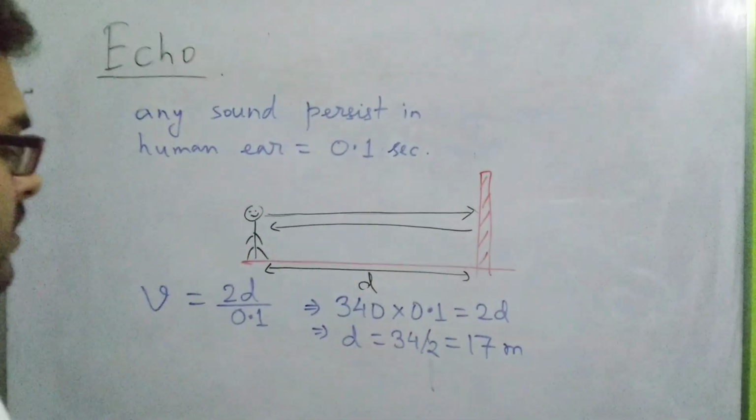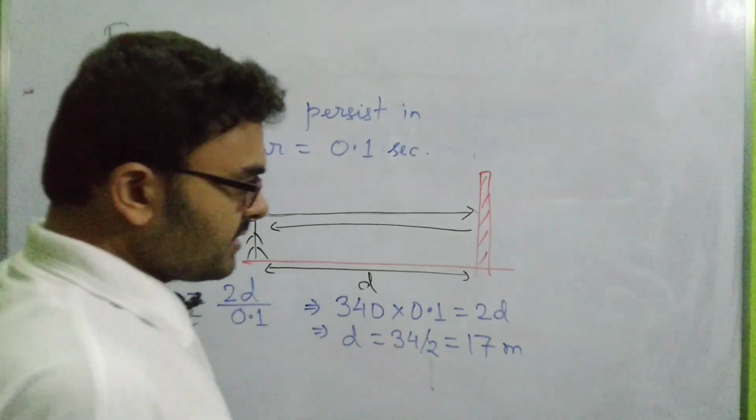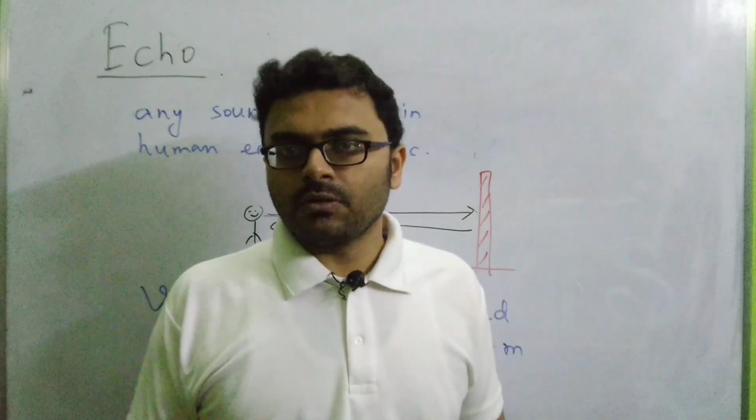So I think these two small concepts are clear. There are 2 or 3 more terms to be discussed. We will be discussing those 2-3 terms in the next class, and then we will be doing some numerical problems in another class, and it will be the end of the chapter on sound.